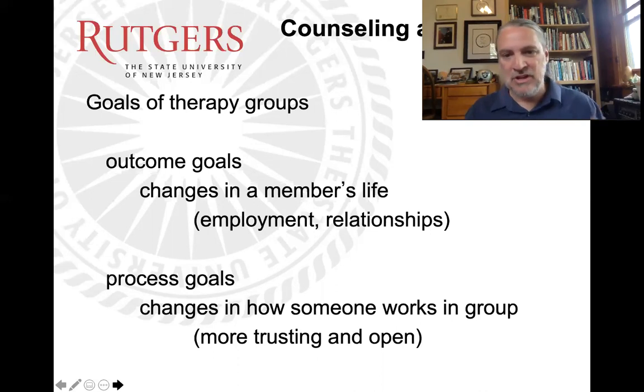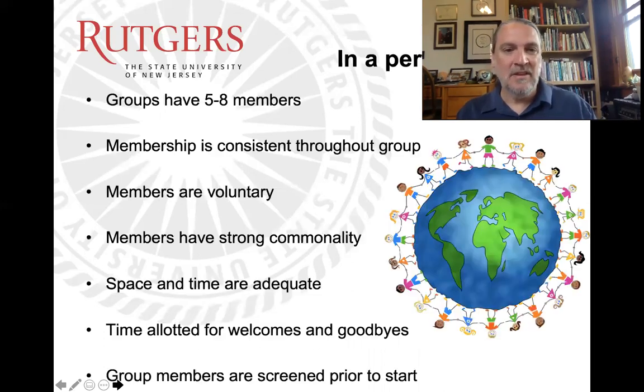So outcome goals, changes in a person's life. Process goals, changing how they interact with other people. For example, if someone always feels like they're the odd person out, part of the purpose of the group can be to determine, okay, well, is there a way that you make yourself the odd person out? Or is this just a perception that you have that you take with you everywhere you go? So a different aspect on that.